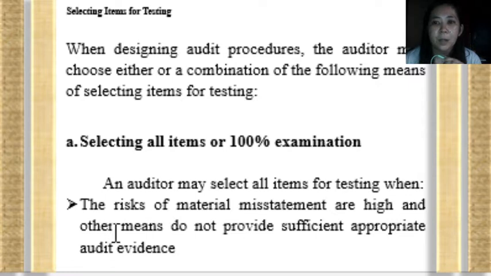Second, the risk of material misstatement is high. In this case, although the items are large, since the risk of material misstatement is high, the auditor has no other option, especially since other means will not provide the auditor sufficient appropriate audit evidence. So he has no other choice but to examine everything so that he may gather sufficient appropriate audit evidence to support his opinion and also to detect this risk of material misstatement.